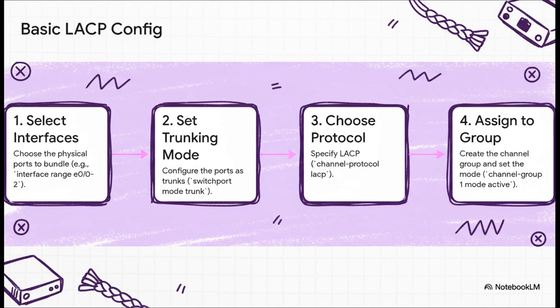Step 1, you grab the interfaces you want to bundle up. Step 2, you set up their basic configuration, like making them trunk ports. Step 3, you tell them which protocol to use, we'll say LACP for this example, and then finally, step 4, you put them all into a channel group and set the mode to active to kick things off.